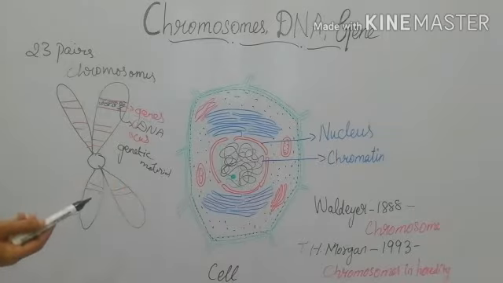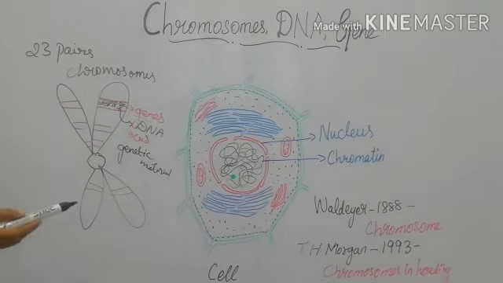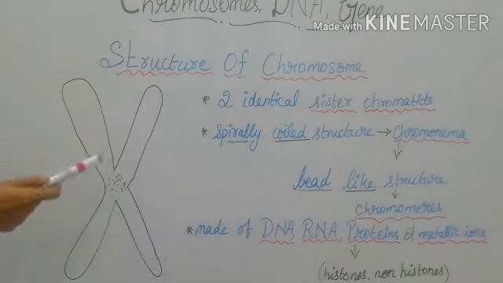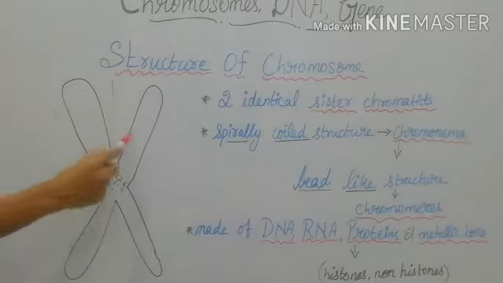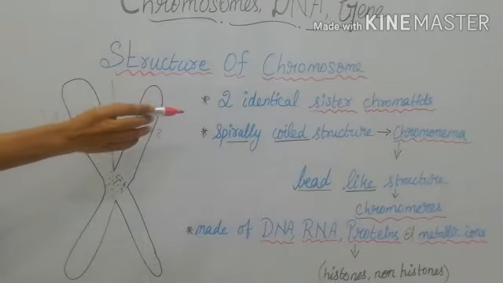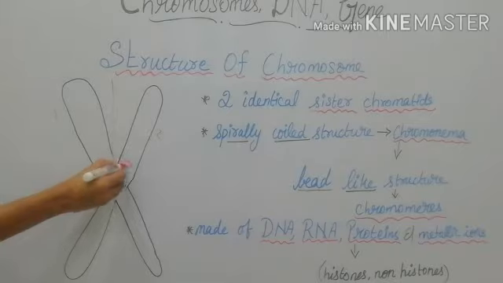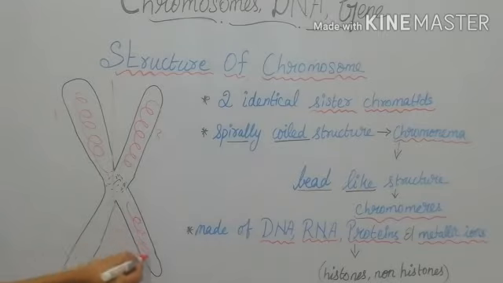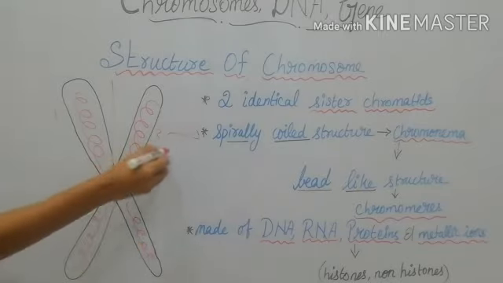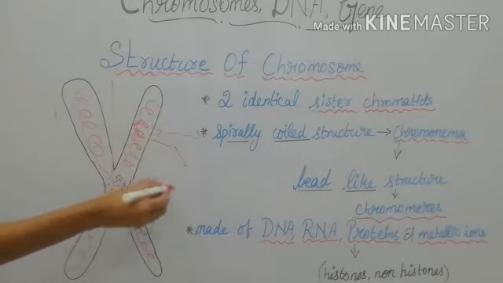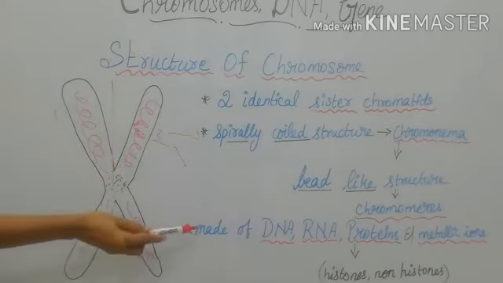So now we can see the structure of chromosomes. This is the structure of the chromosome, and it contains two chromatids. These two chromatids are identical and hence they are known as sister chromatids. Each chromatid is made up of a spirally coiled structure which is called the chromonema, and this chromonema has a bead-like structure which is called chromomeres.